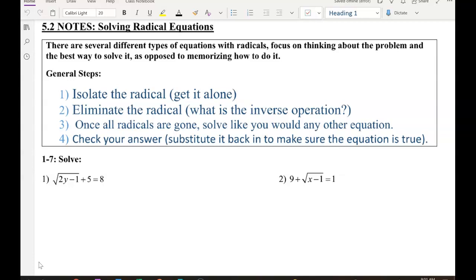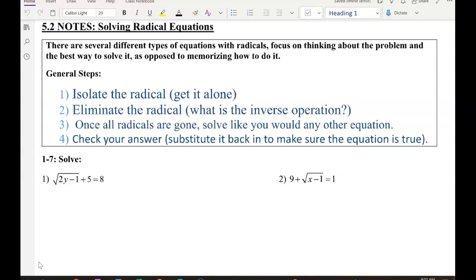Kang, help us read number 3. Once the radicals are gone, solve like you would any other equation. Great reading, buddy. Number 4, Diego. Check your answer. Substitute it back in, make sure the equation is true.